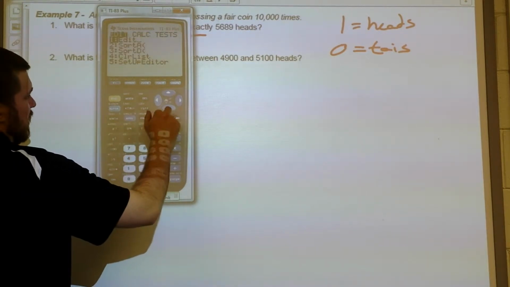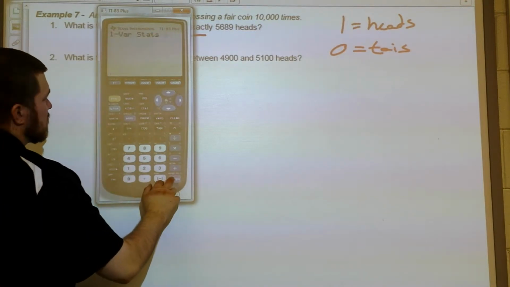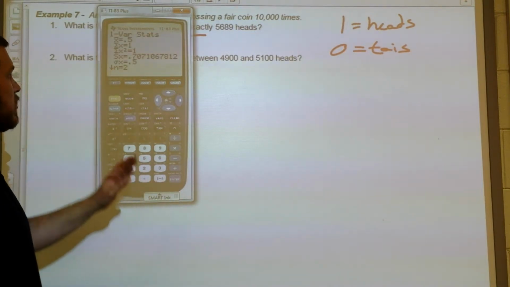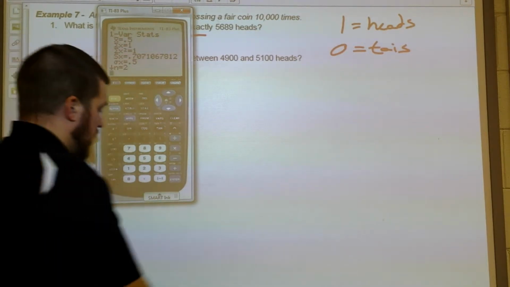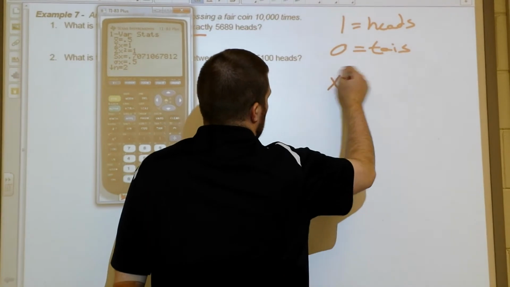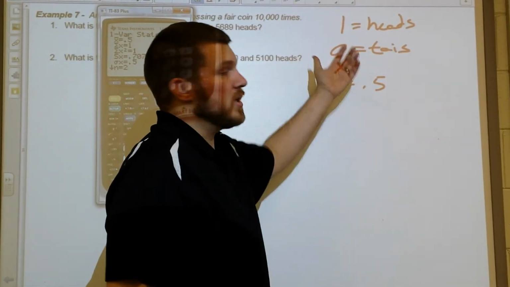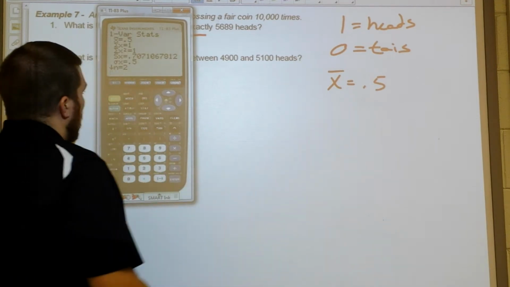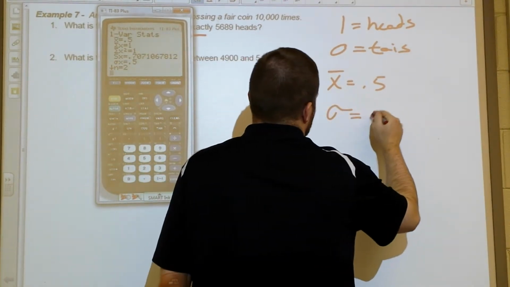Hit Stat again, go to Calc, and select the very first option, 1-Var Stats. We'll look at all the symbols and information it gives you. It tells you that the mean, x bar, is 0.5. You have a 50% chance of getting heads or tails. That makes sense for 1 coin. And our lowercase sigma is 0.5.